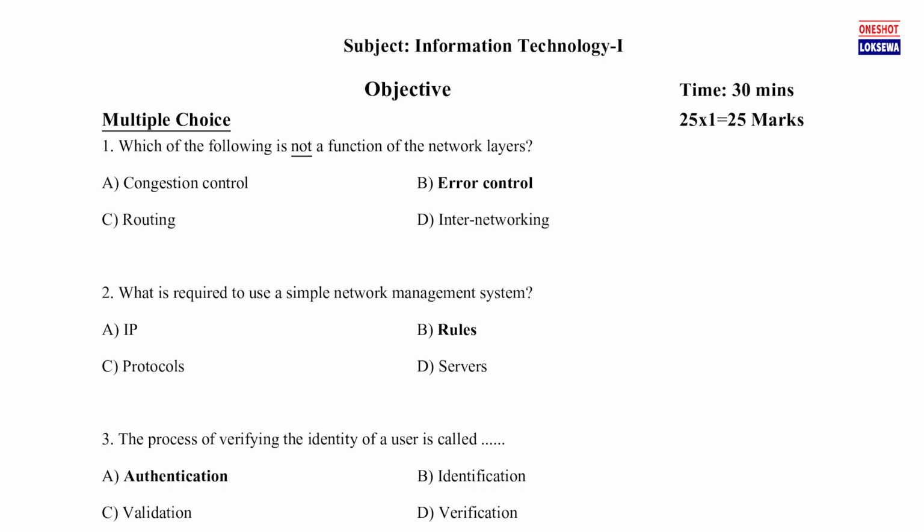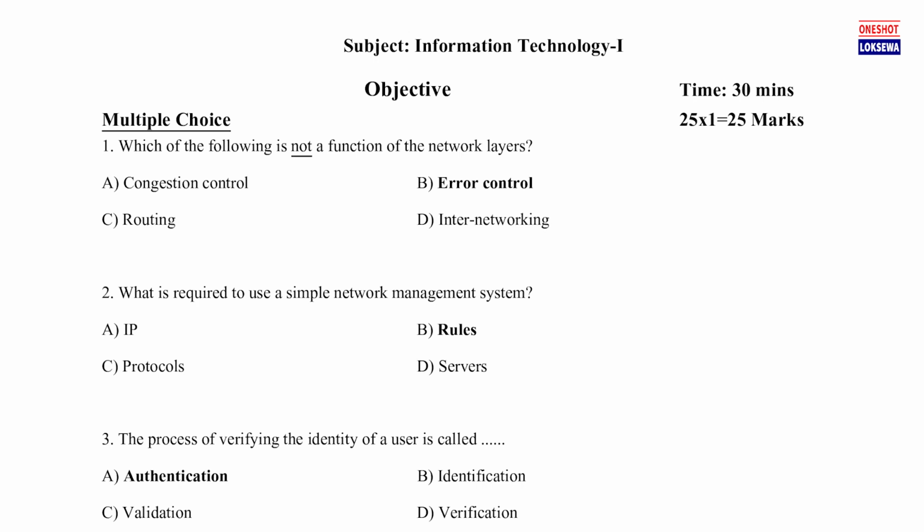Multiple choice. 25 times 1 equals 25 marks. 1. Which of the following is not a function of the network layer? A. Congestion control. B. Error control. C. Routing. D. Internetworking. 2. What is required to use a simple network management system? A. IP rules. C. Protocols.